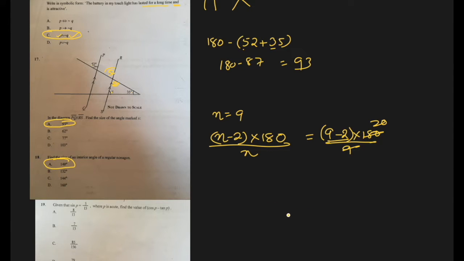Number 19. Given that sine P is 5 over 13. P is an acute angle. So let's visualize this. This is P. Sine will be opposite over hypotenuse. So that means this is 5, a multiple of 5, and this is a multiple of 13. That's how we interpret this. Find the value of cos P minus tan P.